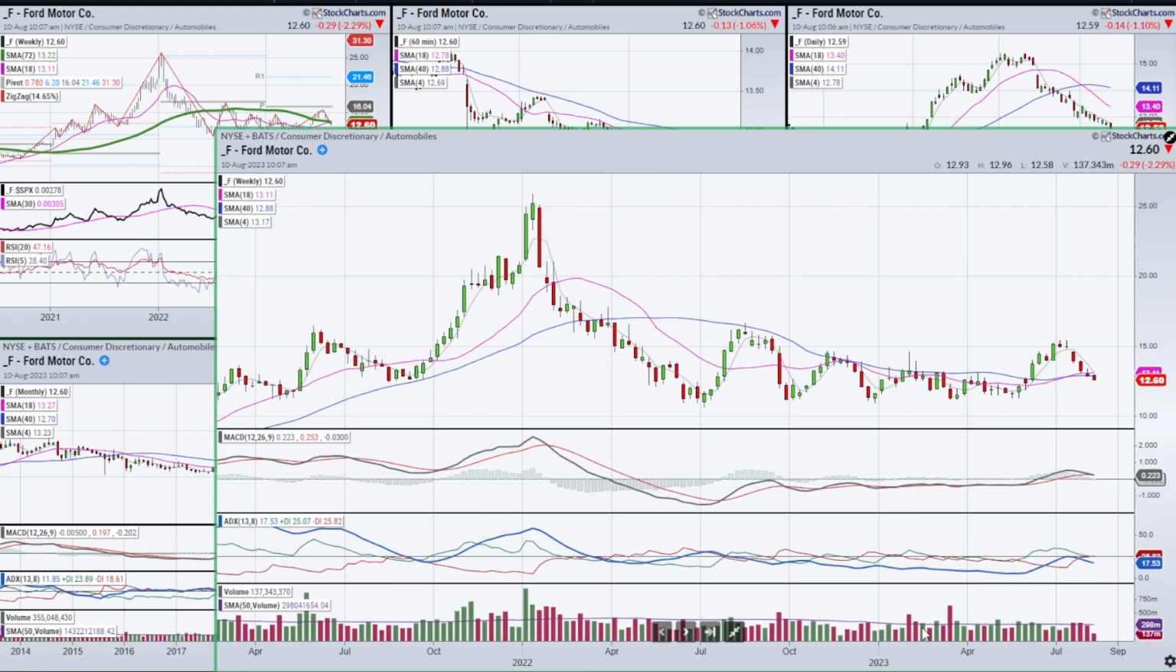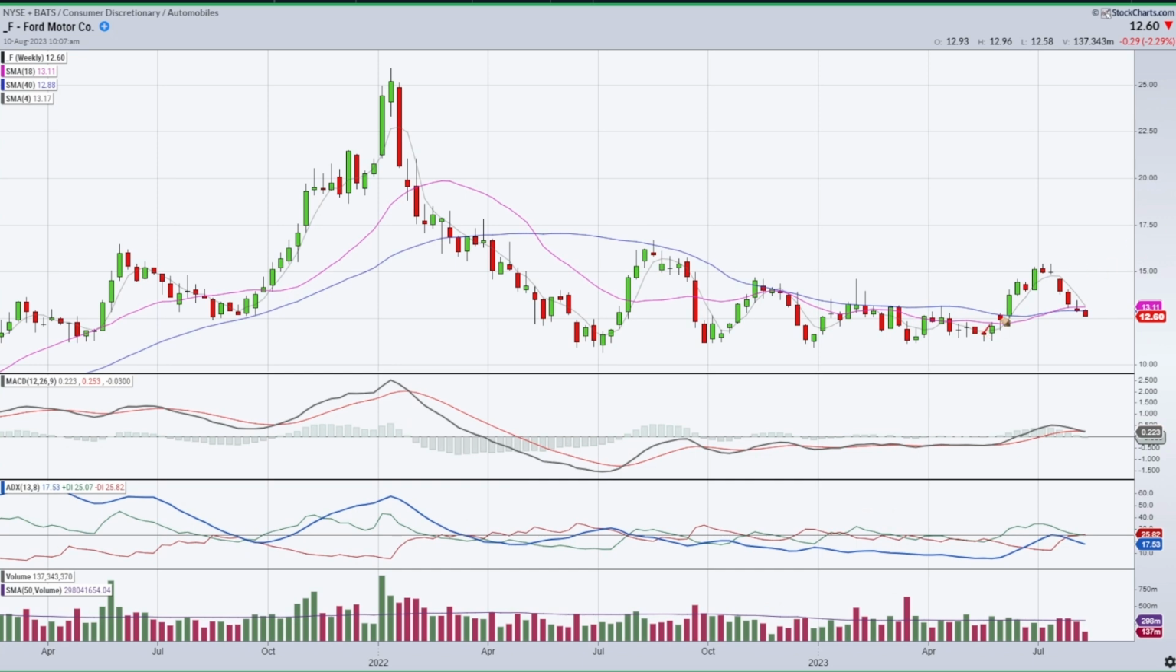Now, let's look at the weekly chart. You see how this went up and then just retraced the entire up move? So if this is the breakout here, we made a move up and now we've retraced the entire breakout move. That's not really what I want to see.